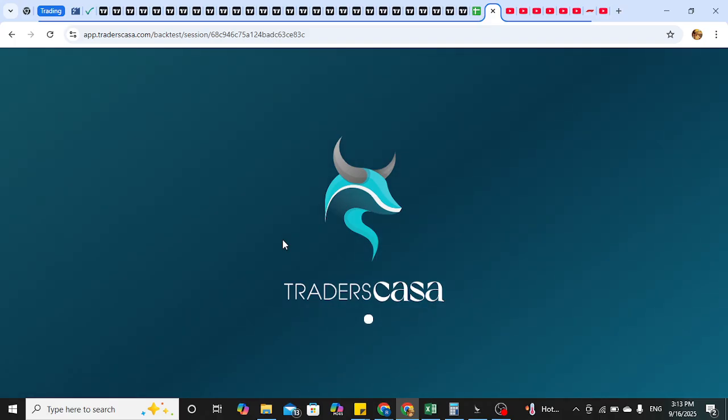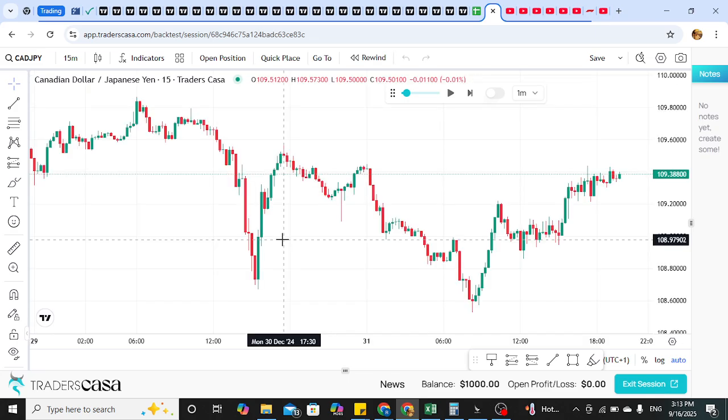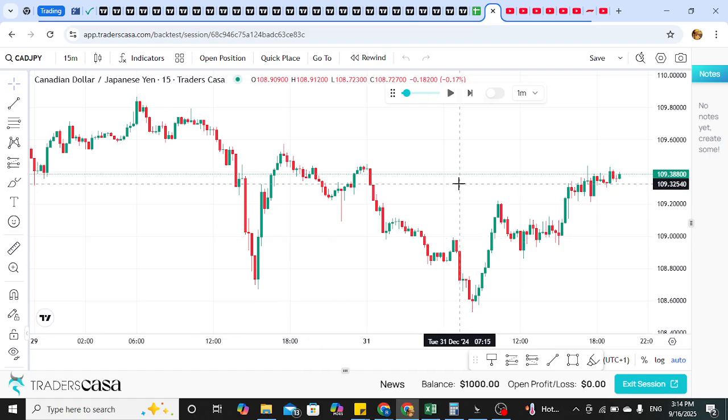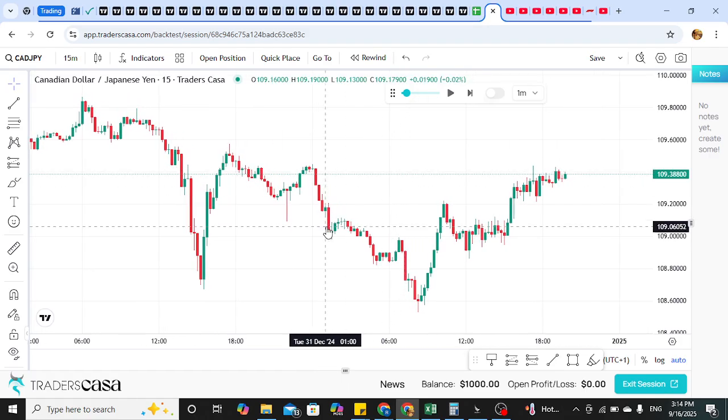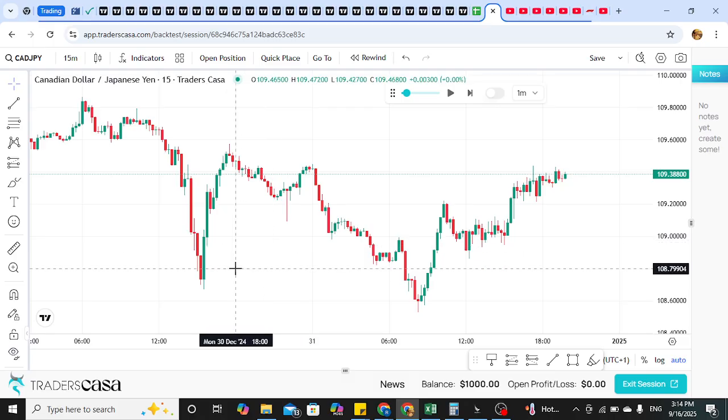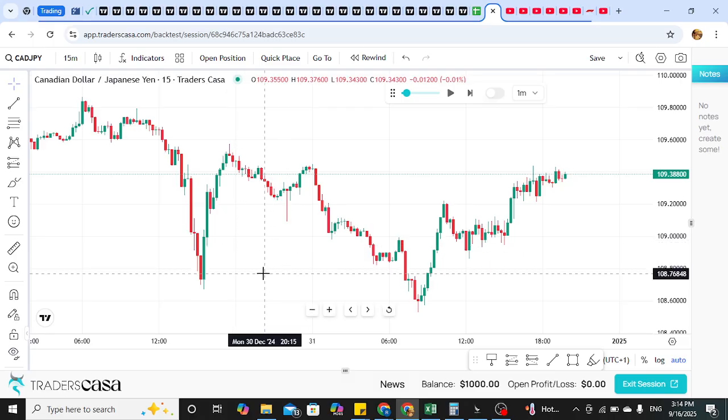And here is the name, Traders Casa. You can have the paid version if you want, and I mean there are two paid versions. One where you can get rid of the ads, and another, more expensive one, where you get more features. Okay, so this is the chart. The first thing that we want to do is identify the trading range, as we said.